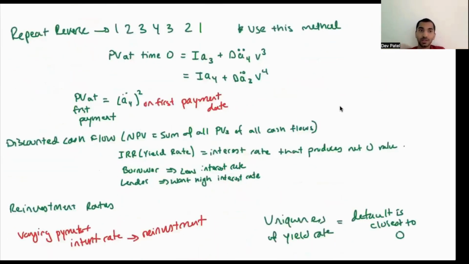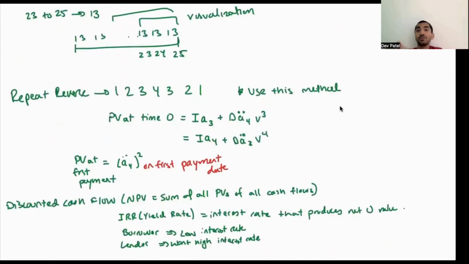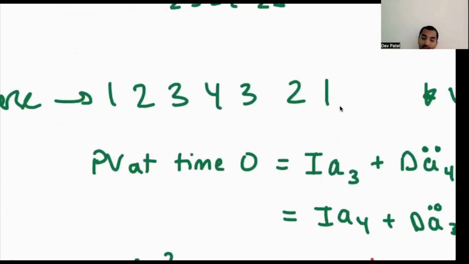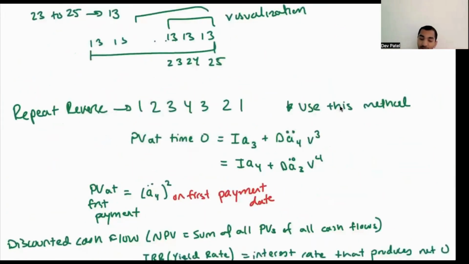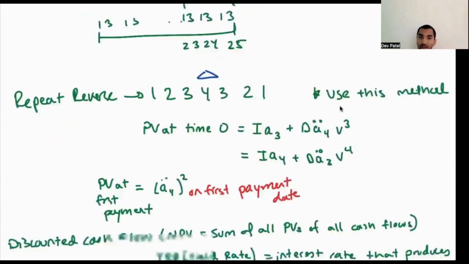Another style of payment pattern question you might get is repeating reverse. This is an example like I provided right here: 1, 2, 3, 4, 3, 2, 1, 1, 2, 3, 4, 3, 2, 1. So you can get the accumulated value at time zero. You can get the accumulated value here. And there are so many different ways that you can actually calculate this.